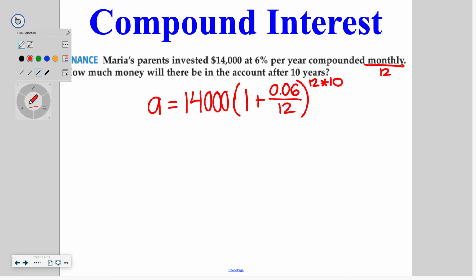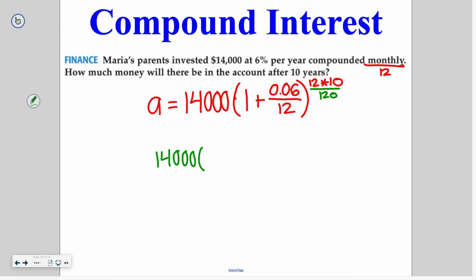Before you plug this into the calculator, you are going to want to solve this exponent and figure out what that multiplication value is. If you were to type it into the calculator like this, 0.06 divided by 12 to the 12 times 10, your calculator is going to solve this part and then multiply the answer by 10. We want the exponent to be multiplied by 10, not the answer.